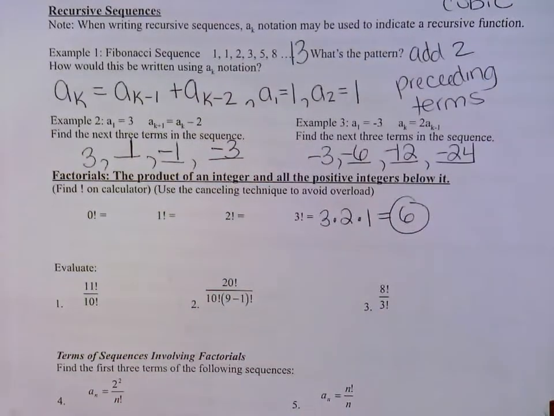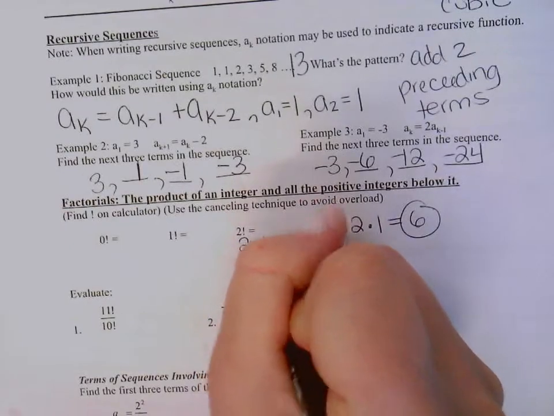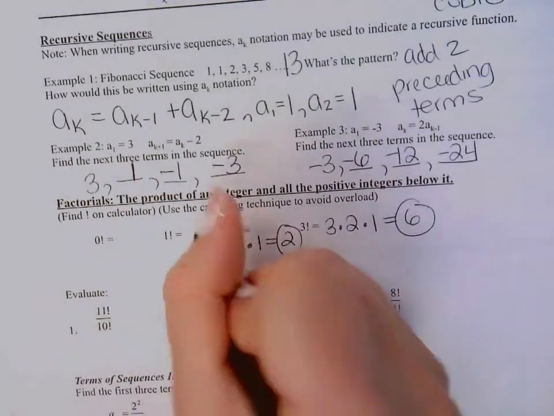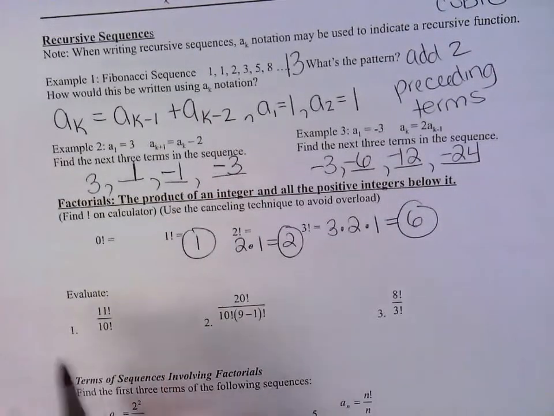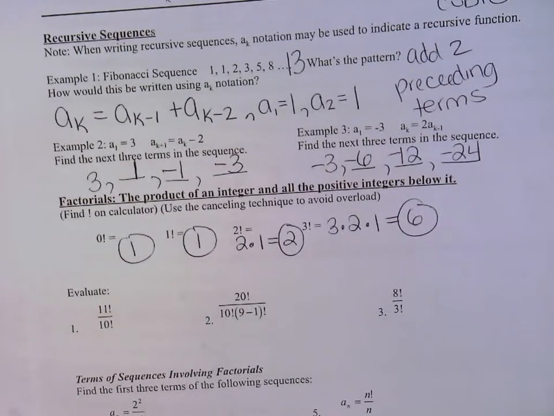So let's just work backwards here. 2 factorial would just be 2 times 1, right? So that would just be 2. 1 factorial is just itself, 1, and they define 0 factorial also as 1, just so the factorials don't kind of fall apart and all become zeros.